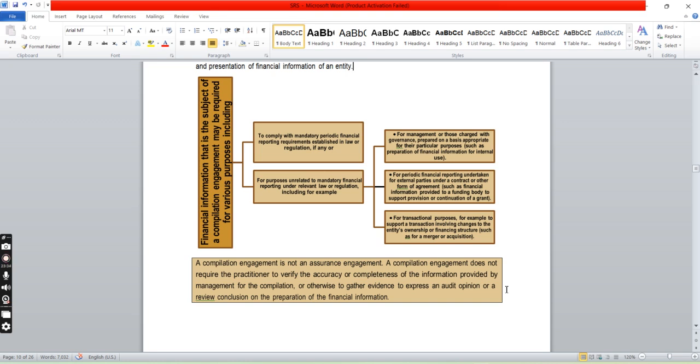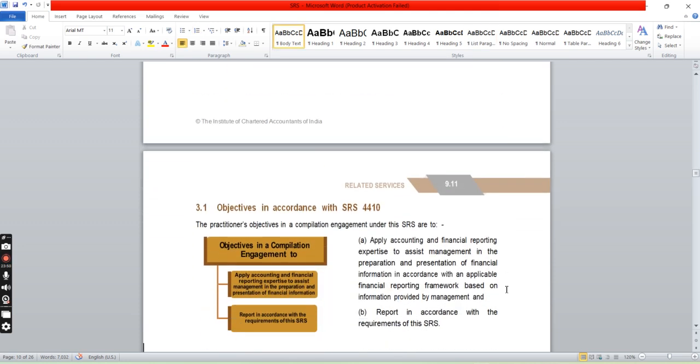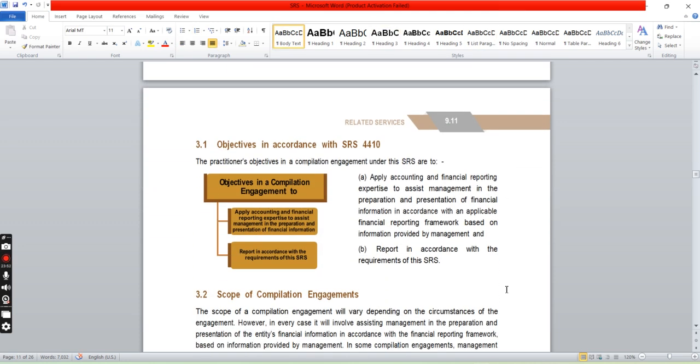A compilation engagement is not an assurance engagement. A compilation engagement does not require the practitioner to verify the accuracy and completeness of the information provided by the management for compilation, or otherwise to gather evidence to express an audit opinion or a review conclusion on the preparation of financial information. What will be the objectives in accordance with SRS 4410?